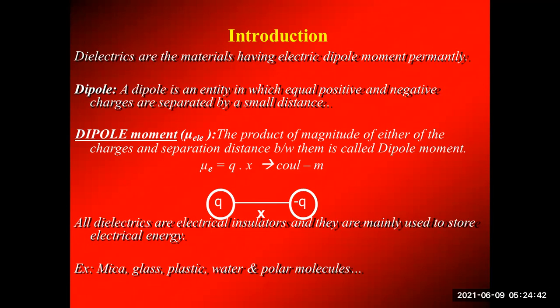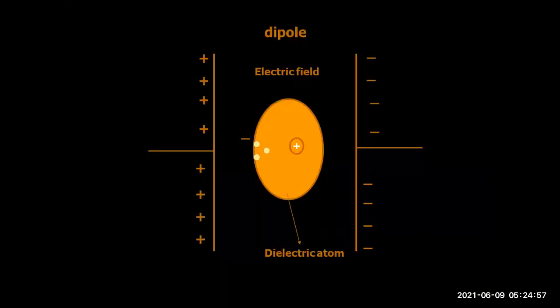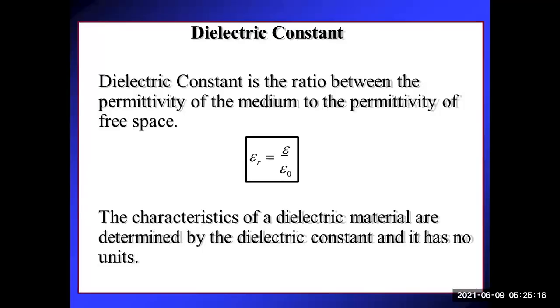Now, what is dipole moment? We discussed that it is the product of the magnitude of the charges and the distance between them, related by the equation mu = q x. Examples we have taken are mica, glass, and so on. When a dielectric material is placed between two parallel plate capacitors and an electric field is present, there is a separation of charges. This separation of charges we call polarization.